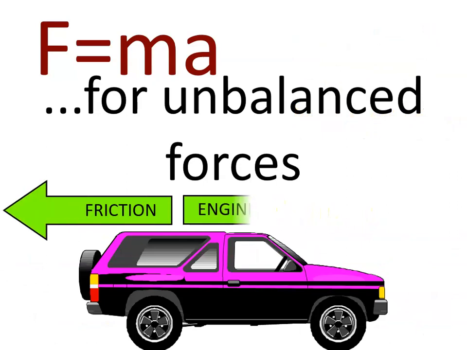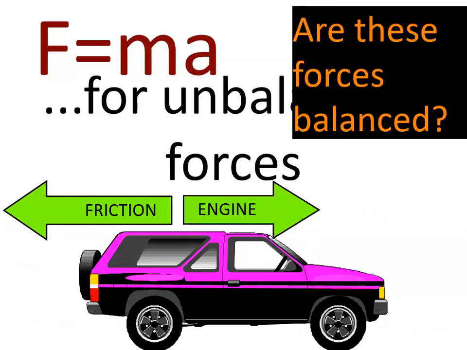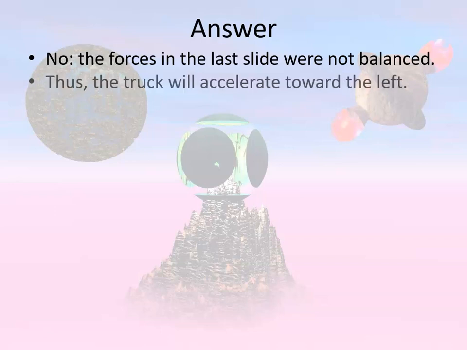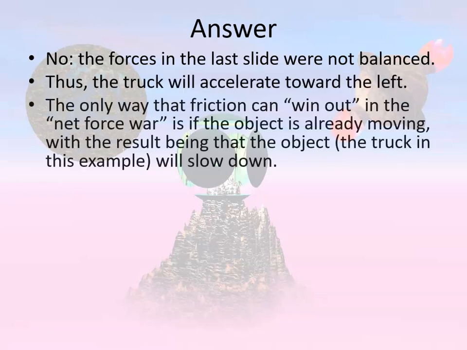So, what about this situation? In this situation, we have an unbalanced force, in that case with friction being a larger force than the force from the car's engine. So in this case, since there is friction, there's a good chance that the car is already moving, so the car is probably going to continue going to the right and slow down.